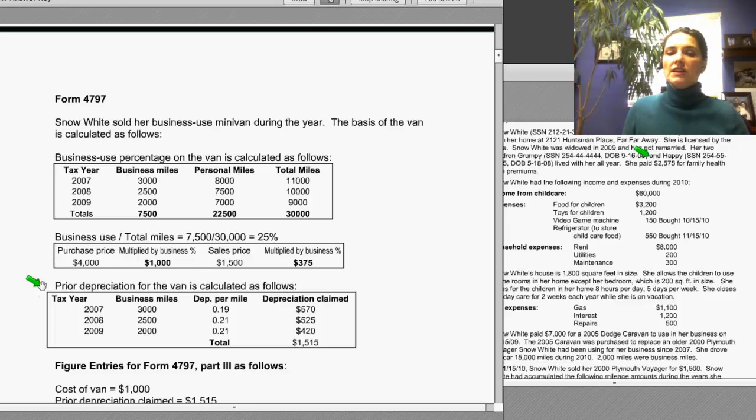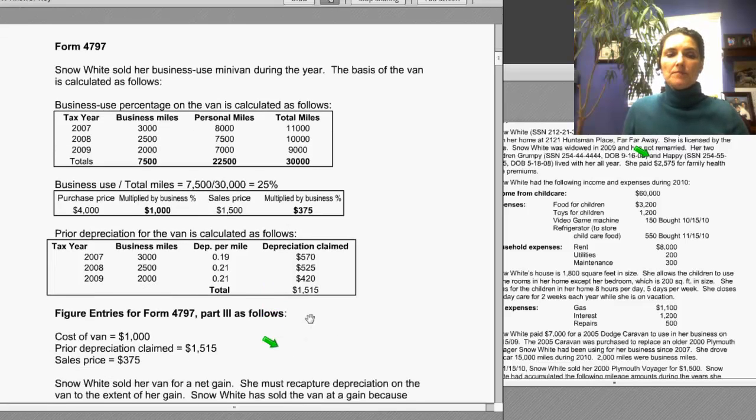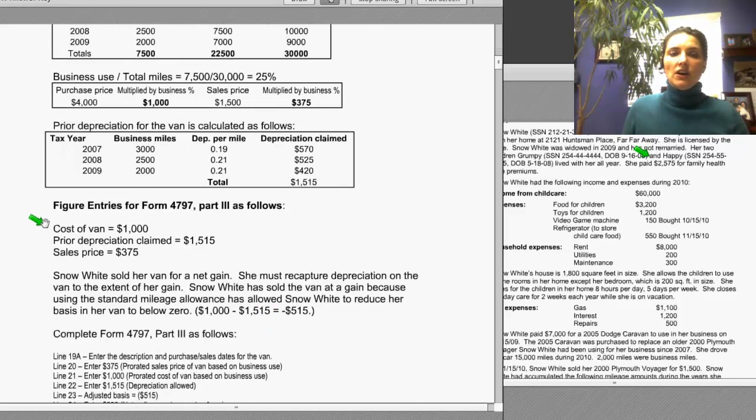Now let's look at the prior depreciation that Snow White is treated as having claimed on that minivan. In 2007, she drove business miles of 3,000, and the depreciation per mile in 2007 was 19 cents. So that gave her $570 of depreciation that she claimed in 2007. For 2008, depreciation comes out to be $525, and for 2009, it's $420. So that leaves us with $1,515 of total depreciation she has claimed over time. So here's the figuring that we need to enter on Form 4797 in Part 3.